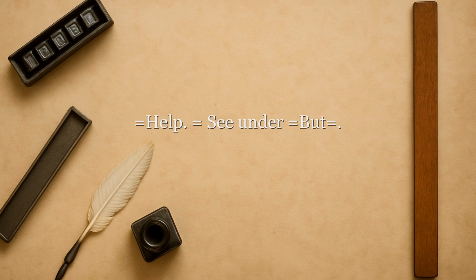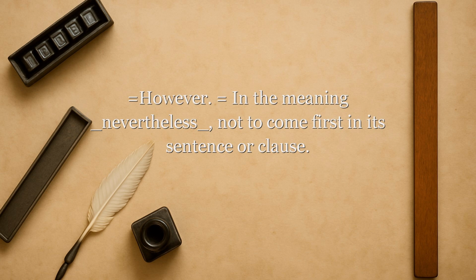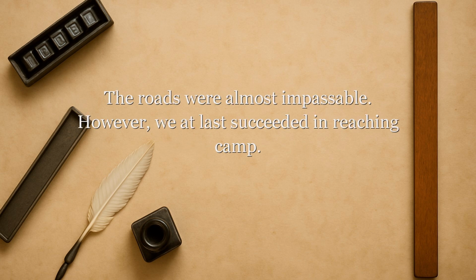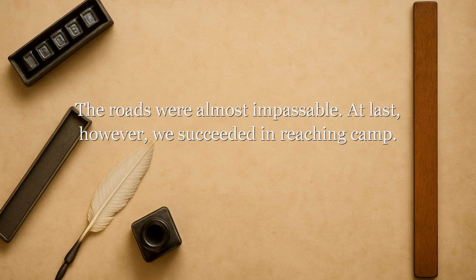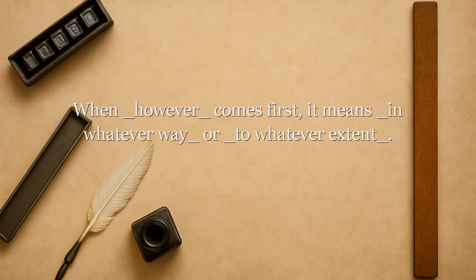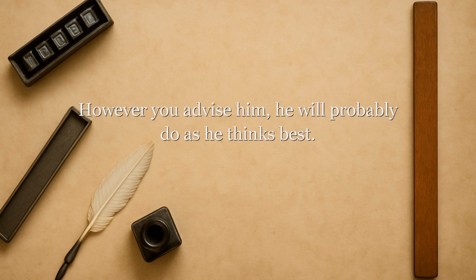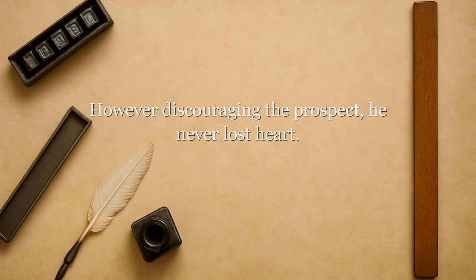However, in the meaning nevertheless, not to come first in its sentence or clause. The roads were almost impassable, however, we at last succeeded in reaching camp. The roads were almost impassable. At last, however, we succeeded in reaching camp. When however comes first, it means in whatever way or to whatever extent. However you advise him, he will probably do as he thinks best. However discouraging the prospect, he never lost heart.